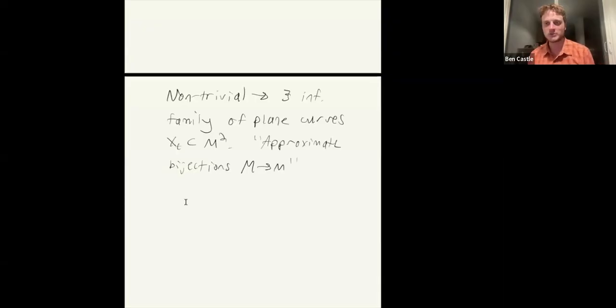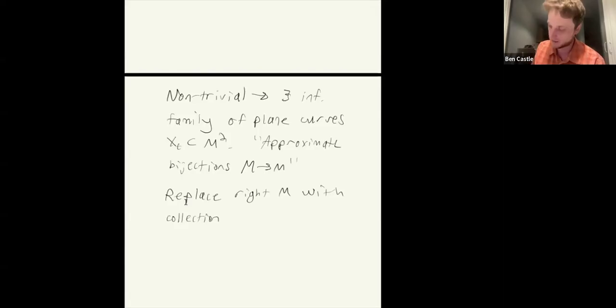Now, there's a really cheap trick which turns such a thing into a bijection. We're going to change M to a different thing on both the left and the right. So let's replace the right M with the collection of finite sets that appear.